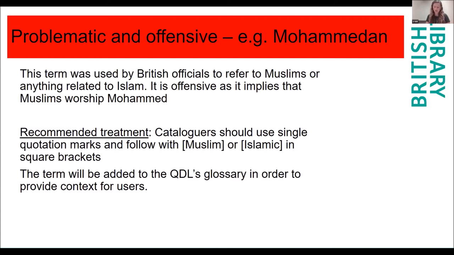An example of this is Mohammedan, which is used in the records by British officials to refer to Muslims or anything related to Islam. And it's considered offensive because it implies that Muslims worship the Prophet Muhammad and not God. So we recommended that cataloguers always place this term within single quotation marks and follow it with Muslim or Islamic in square brackets as appropriate.